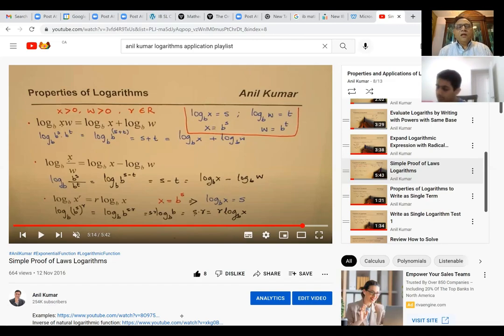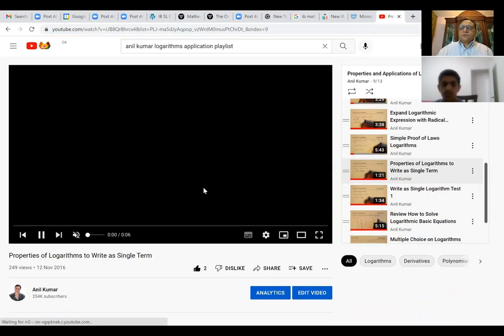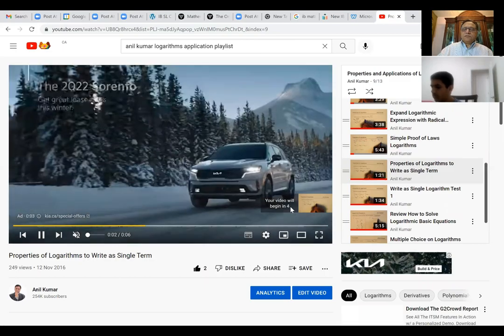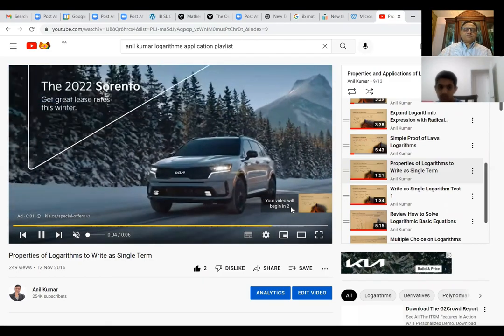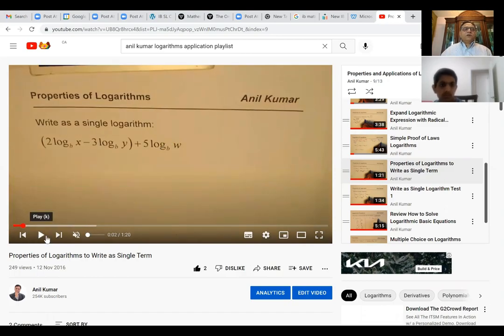So now make a note of all these properties, and we will take a few questions based on simplifying logarithmic expressions or writing them as one logarithm when we are given some expression, okay? So here is the question for you. Can you pause the video here? Can you please write this as a single logarithm? Tell me what is your answer.